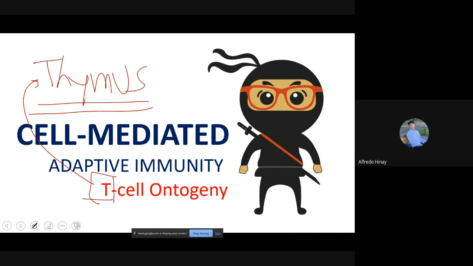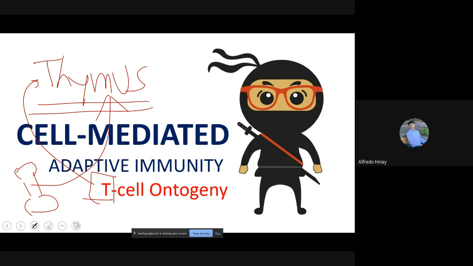With other references, they use the term thymus-derived lymphocyte, but that is not correct, class. It is not correct to use thymus-derived because the lymphocyte does not derive from your thymus, but they are educated in the thymus. They come from the bone marrow. From the bone marrow, they will go to your thymus to be educated.